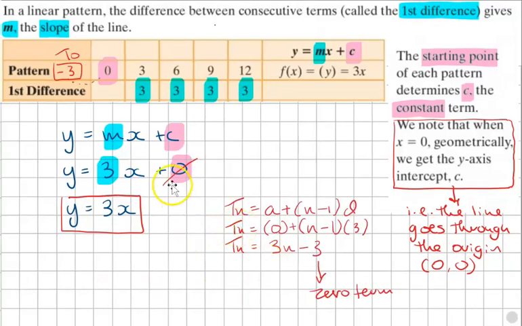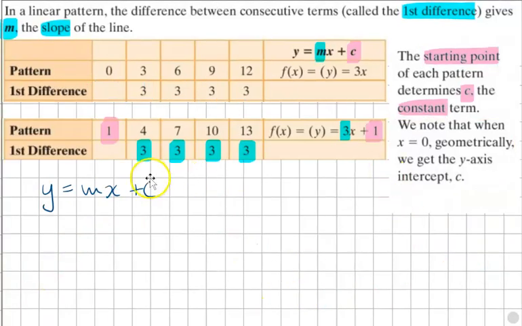In terms of the nth term formula, Tn is equal to a plus n minus 1 times d. So the 0 is going to be a, because that's the first term. The d is 3, and that simplifies to 3n minus 3. And just to note that the minus 3 is our 0 term. So if you were to go back by 3, you'd end up at minus 3. So you always end up with your 0 term in your nth term sequence formula.